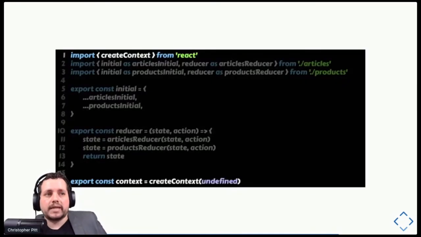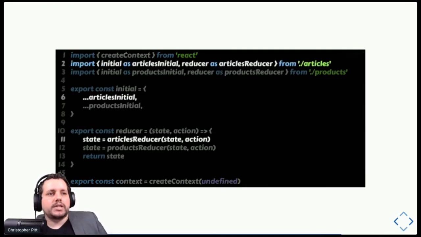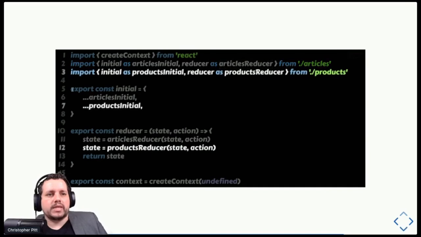You can follow a pattern like this. So again, we use our trusty friend context. We can define initial state and reducers for each of our domain objects that we care about. And we can combine them. So we can export an initial that is made up of all of our other initials that we've defined. And we can export a reducer that is made up of all our other reducers that we've defined. We use context because we don't want to do this combining every time we want to use the reducers and the initial.